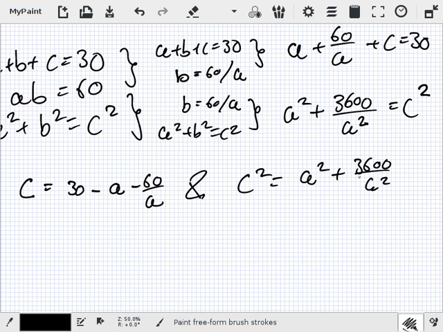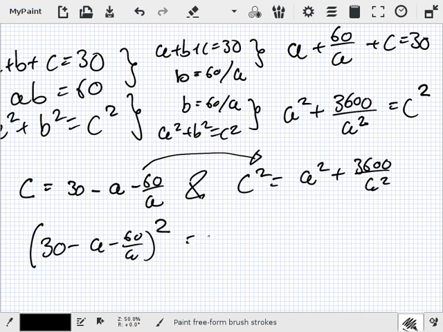Oh my goodness. Okay, so I can put this one into that one. It's easier to find C first. No, you tell me. Oh, it's too late now. I've committed to this path now and I have to continue. Right, so, I know, it sucks. Right, 30 minus A minus 60 over A, all squared, equals A squared plus 3600 over A squared.